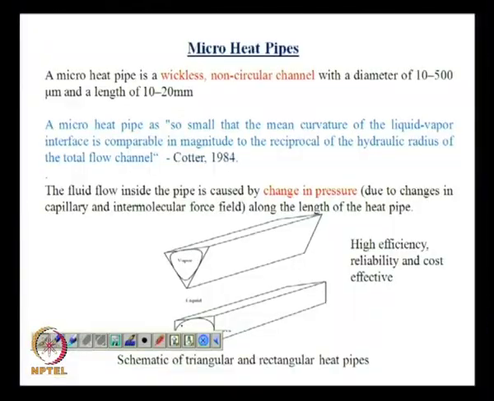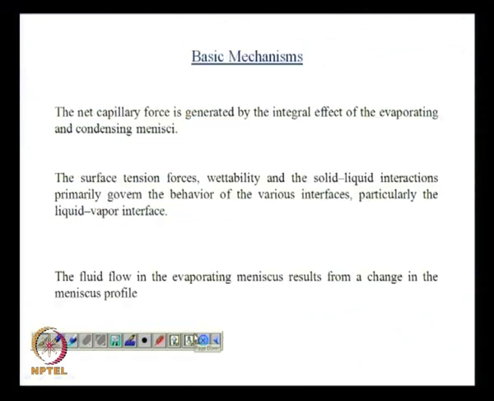So, we can have liquid delivered over a length scale of centimeters, and he has defined, this is the statement which is used for defining what is a micro heat pipe, is where the curvature of the liquid vapor interface is comparable to the reciprocal of the hydraulic radius of the total flow channel. So, this is probably the closest scientific definition that we can think of for a micro heat pipe. The dimension is comparable to the radius of curvature. Okay, that is the definition of a micro heat pipe.